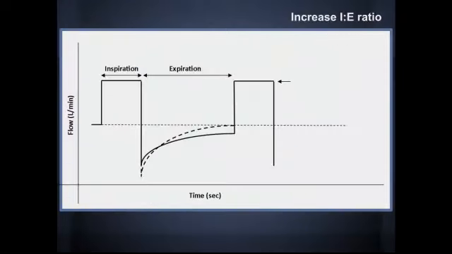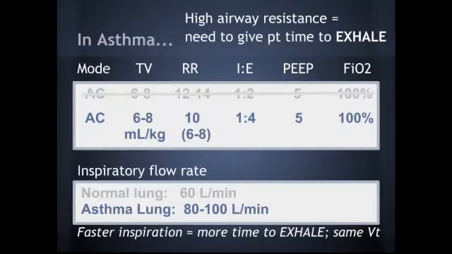So let's talk about what that is. The I to E ratio is the ratio of time spent during inspiration compared to exhalation. So you can see that the respiratory rate stays the same, but now we want to increase the E portion of each breath, make that longer to allow more time to exhale, which makes the inspiration portion a little bit shorter. So for example, in a normal patient, we might have an I to E ratio of 1 to 2. In an asthmatic, we might need something around 1 to 4, allow more time to exhale.